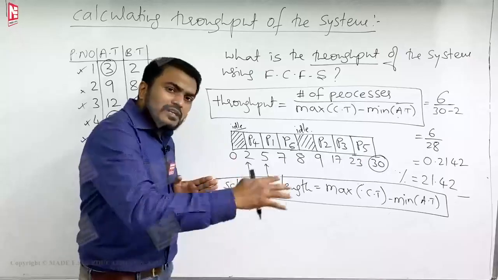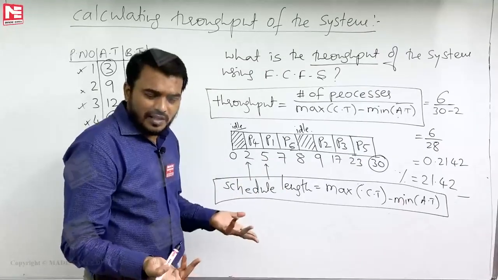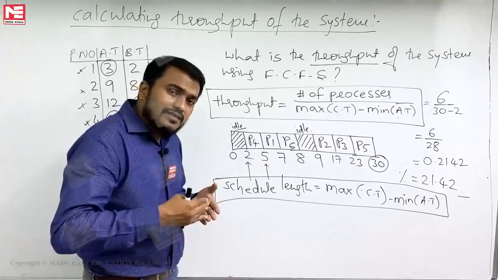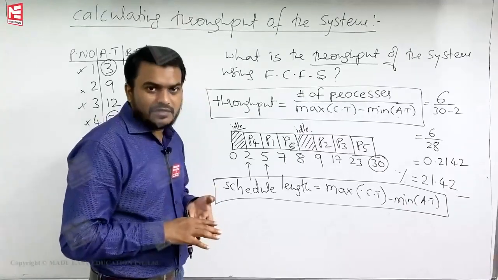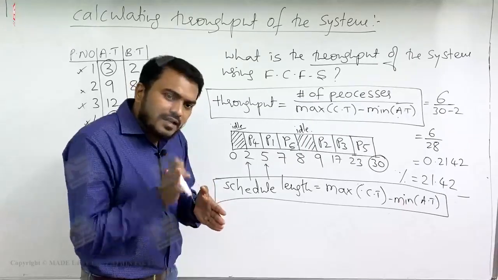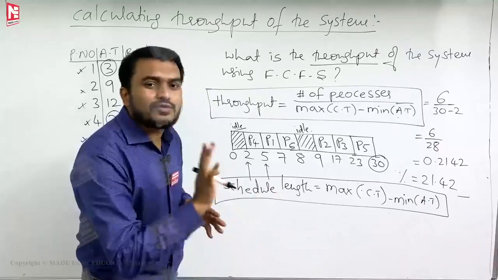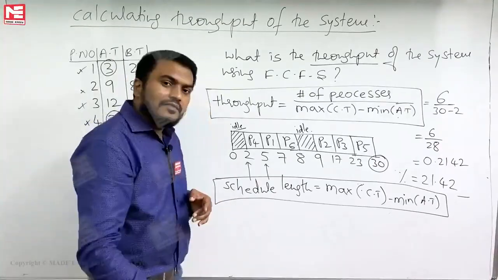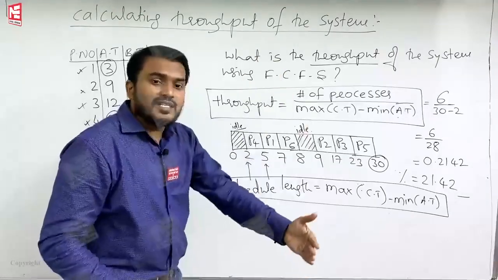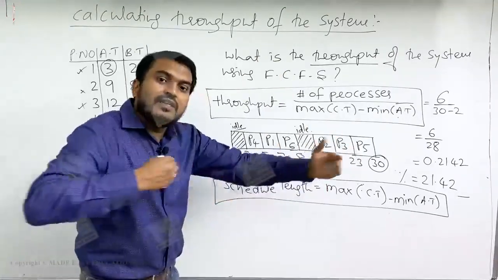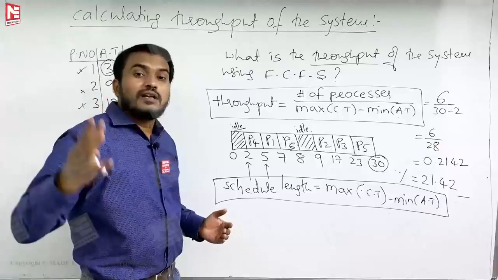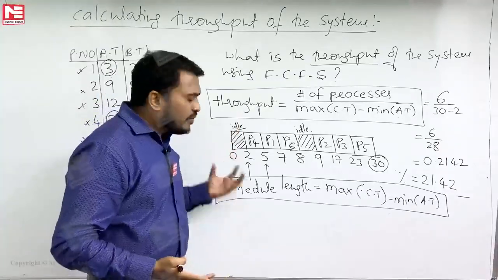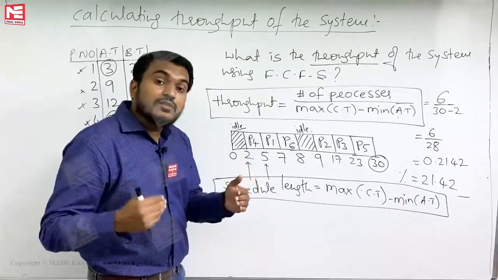System is not yet started because there is no process at all. The system will start once the process has arrived into ready state. Now remember, once the process has arrived, it means scheduling has started. Scheduling is already done. So it means the first process arrival to last process completion, the total time interval is called the schedule length. Remember, we are finding the throughput of the system for the given schedule length.